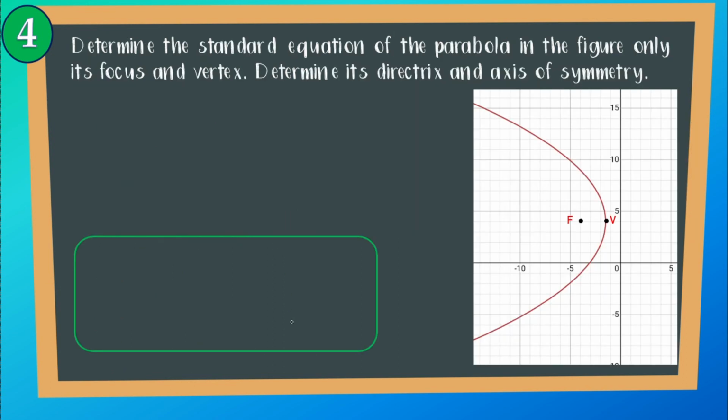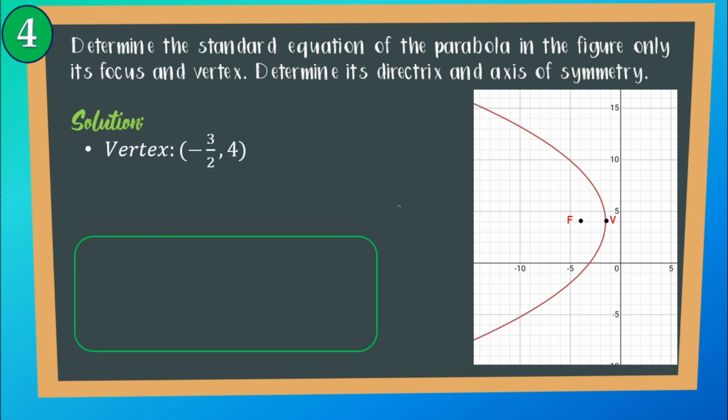Next naman, determine the standard equation of the parabola in the figure, given only its focus and vertex. Determine its directrix and axis of symmetry. Okay. So, yung given natin, focus lang saka yung vertex. So, hanapin natin yung directrix tapos yung axis of symmetry. Okay, let's have the solution.